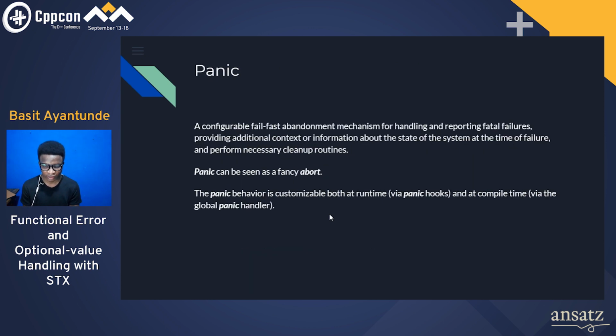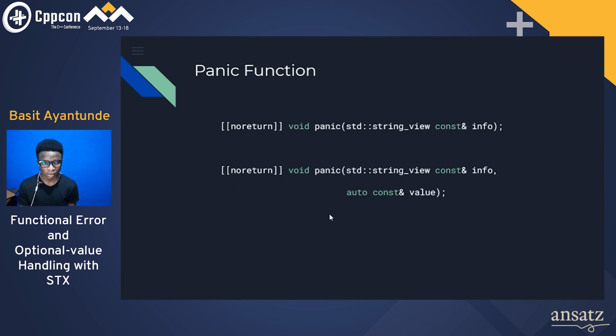STX's solution to this problem is the panic mechanism. A panic function is basically a configurable fail-fast abandonment mechanism for handling and reporting fatal failures, providing additional context or information about the state of the system at the time of failure, and then performing necessary cleanup routines. The panic can be seen as a fancy state abort. The panic behavior is customizable both at runtime via panic hooks and at compile time via the global panic handler.